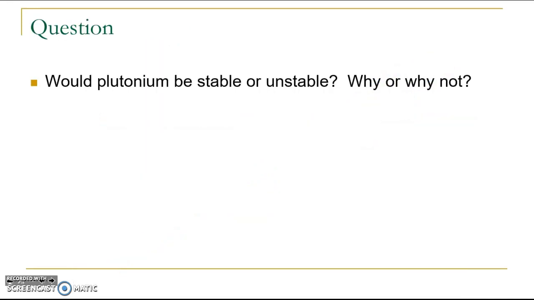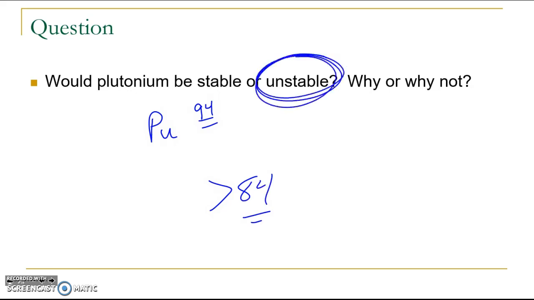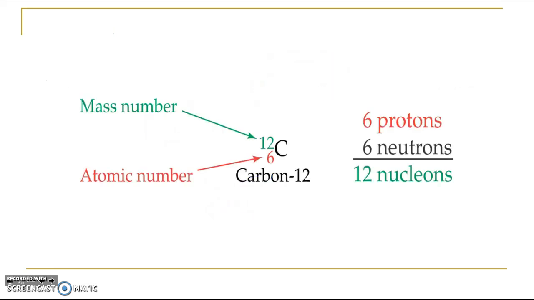Would plutonium be stable or unstable? So plutonium is Pu, and that's going to be element number 94. So what would you say? Stable or unstable? It's greater than 84, so unstable for sure. Why? Because it's greater than 84.